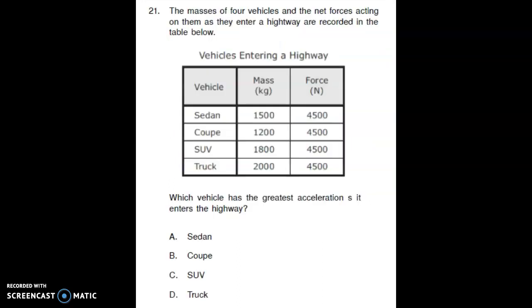Question 21. The masses of 4 vehicles and the net forces acting on them as they enter a highway are recorded in the table below. Which vehicle has the greatest acceleration as it enters the highway? A. Sedan. B. Coupe. C. SUV. Or D. Truck.